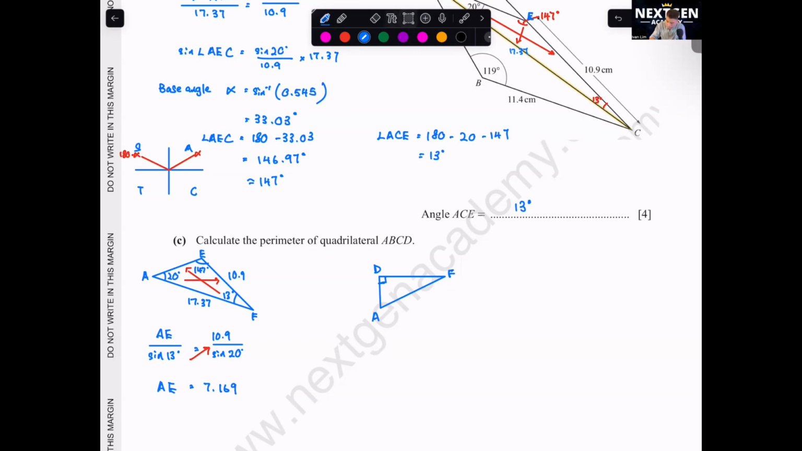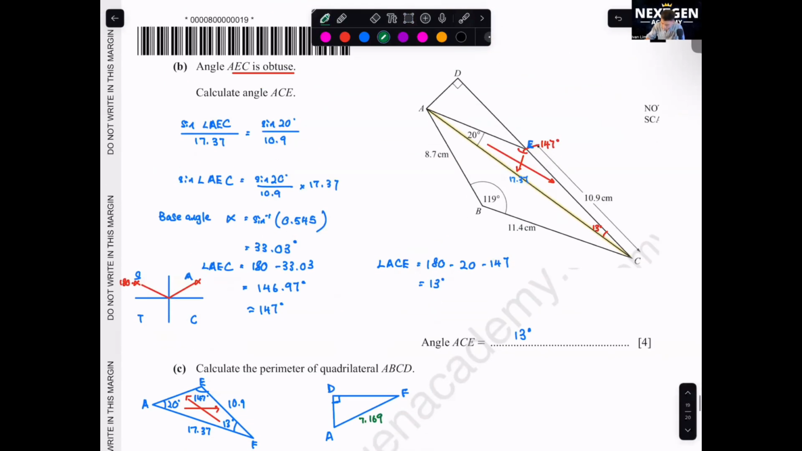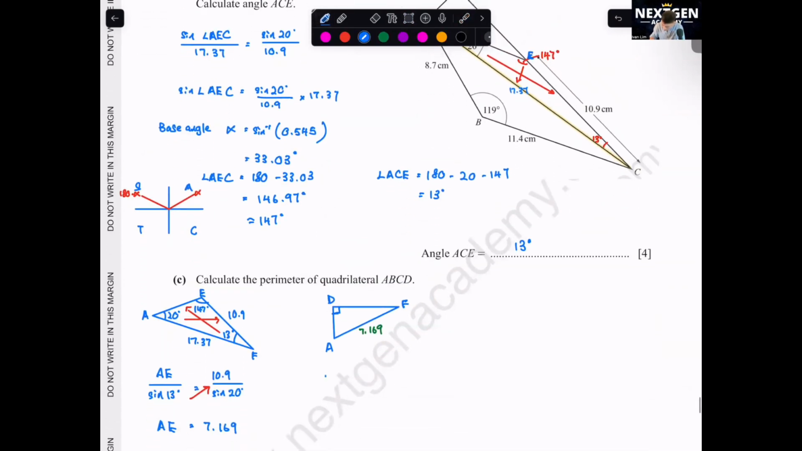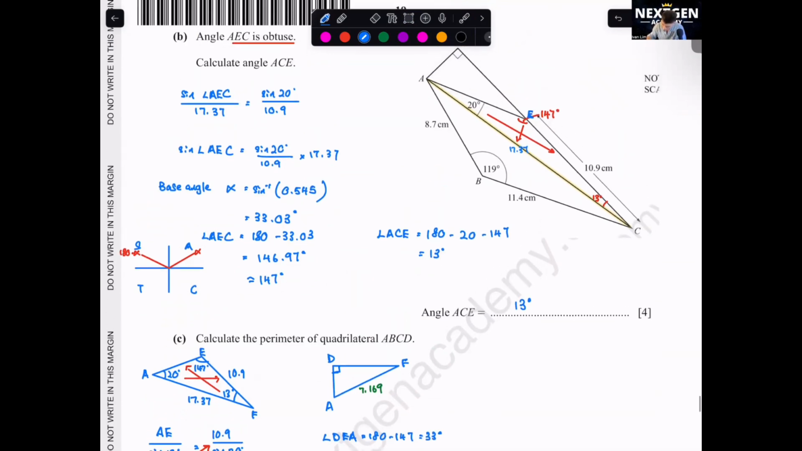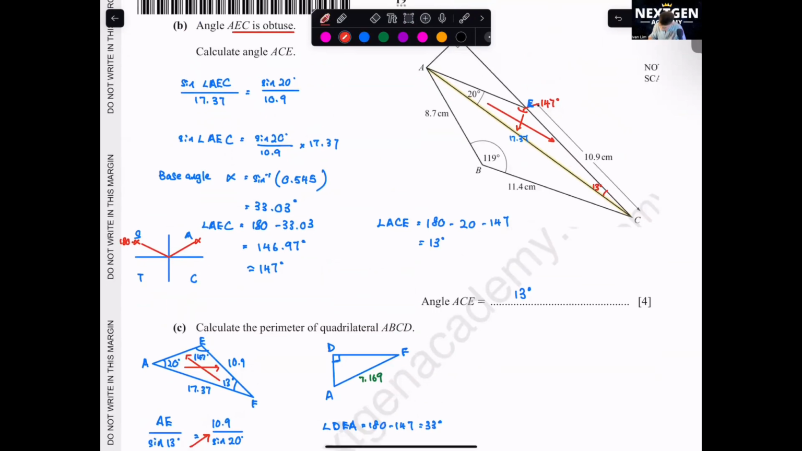Okay, 7.169. Now we have here 7.169. What else do we have? We can find angle DEA, which is 180 minus 147. Angle DEA, 180 minus 147. This will be 33 degrees. Let's write this one.